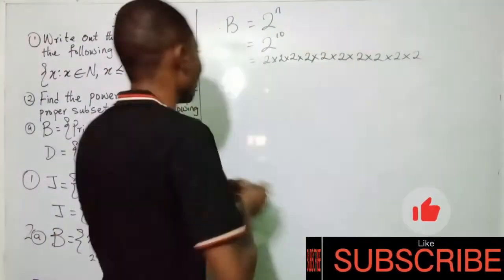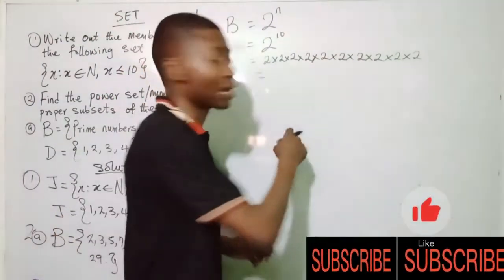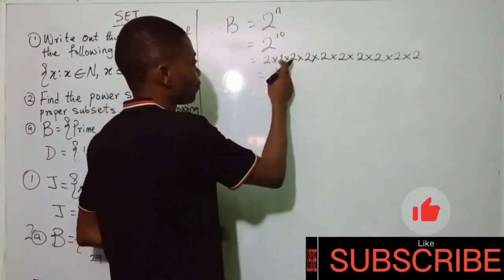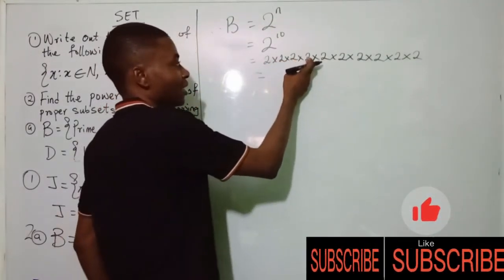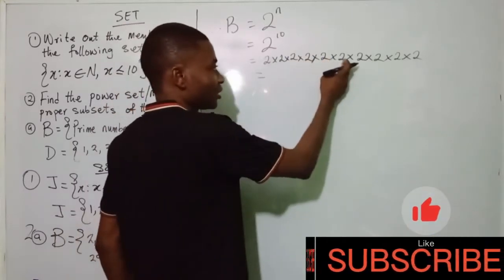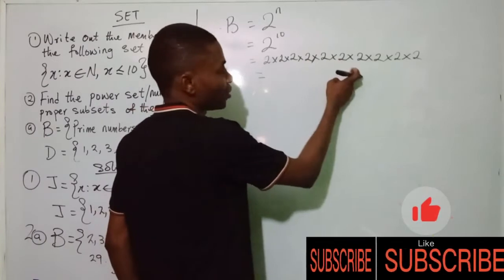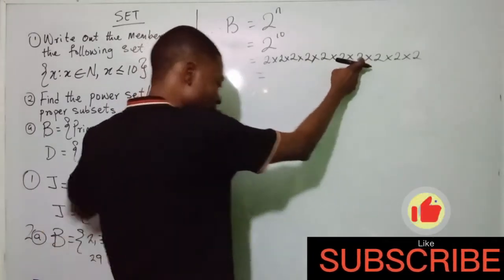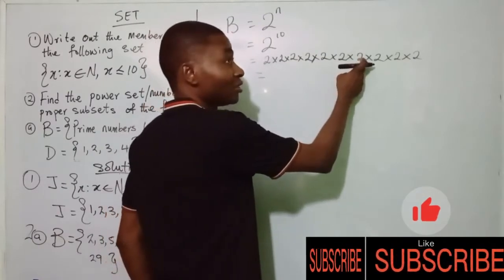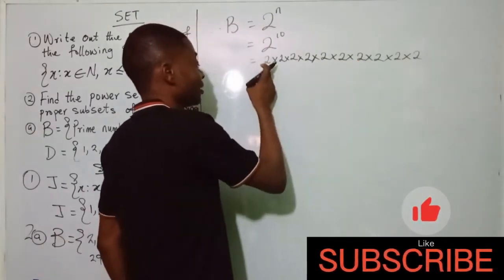So let's multiply this now. We're going to do it together now. So this is 2 times 2. That is 2 times 2 is 4. 4 times 2 is 8. 8 times 2 is 16. 16 times 2 is 32. 32 times 2 is 64. 64 times 2 is 120. Oh, sorry, let's do that again.